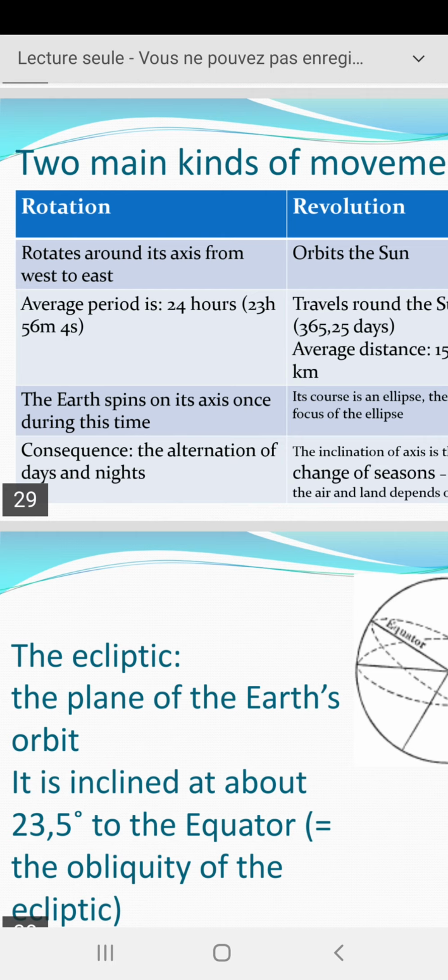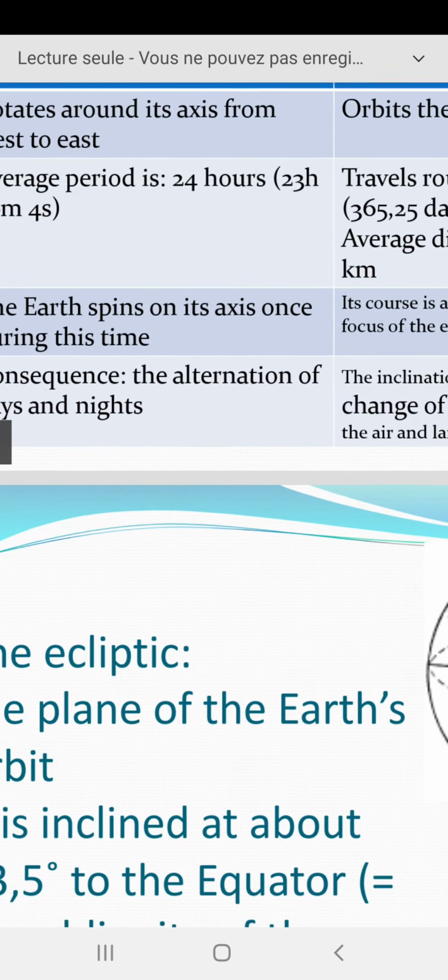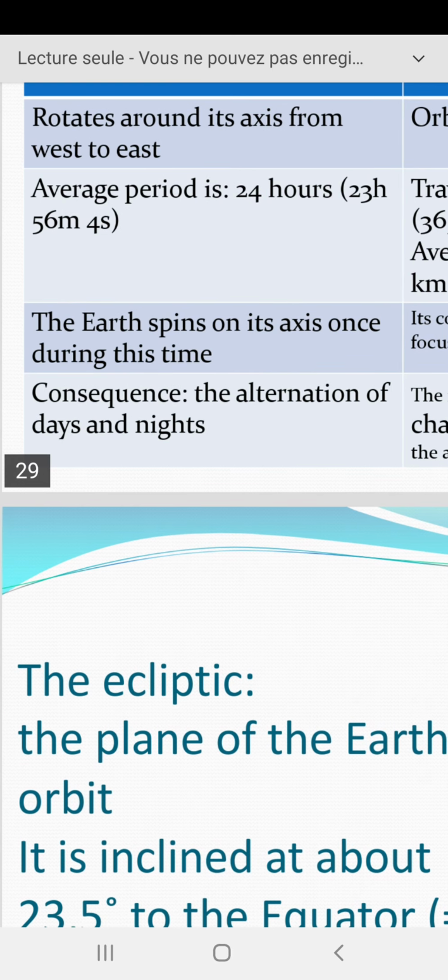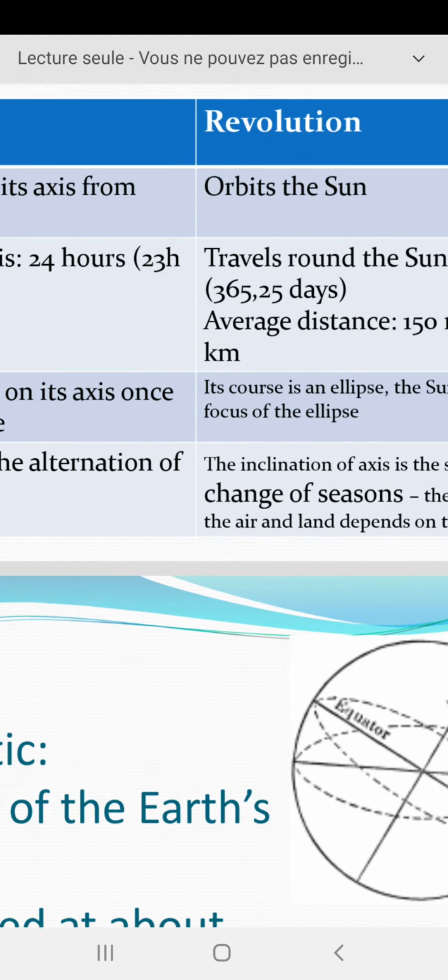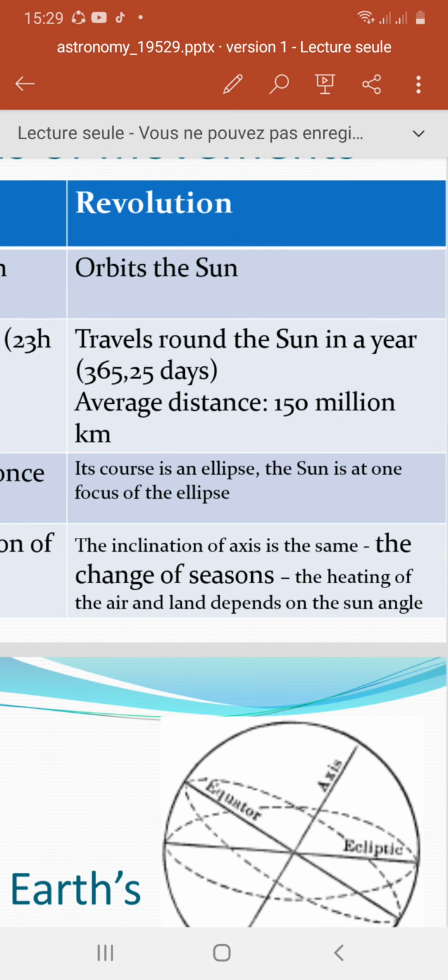So here the Earth turns around its axis and takes 24 hours. So here we speak about rotation. The Earth spins on its axis once during this time. Now what is the consequence of the rotation? The consequence is the alternation of day and night.